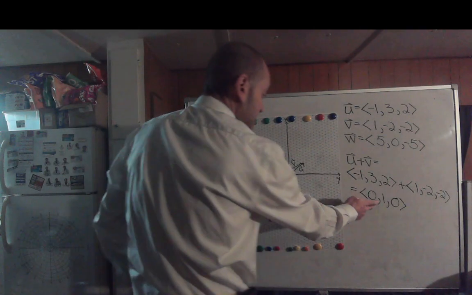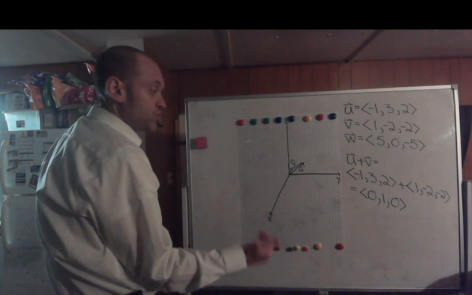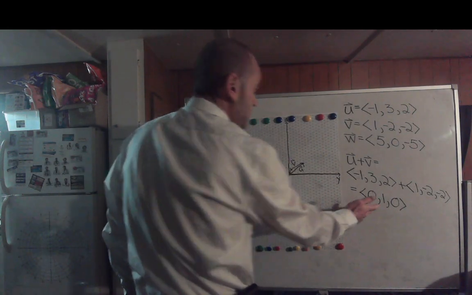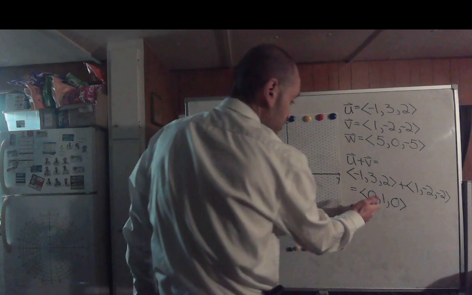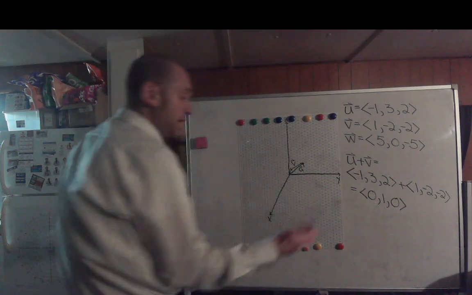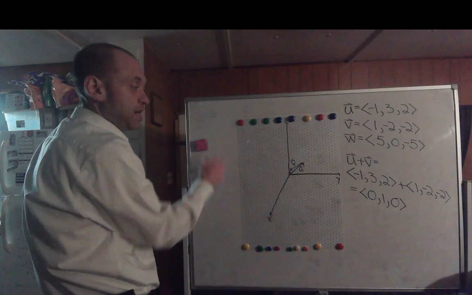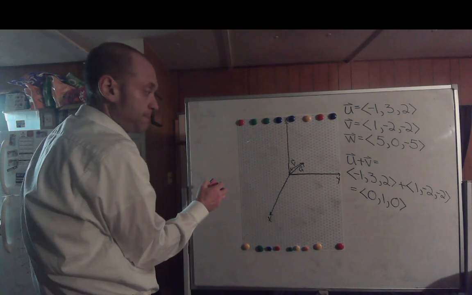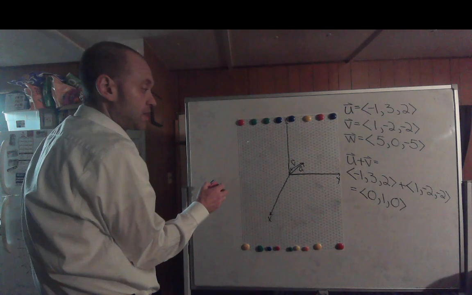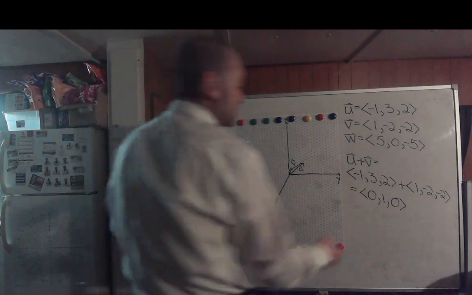So this denotes a change from my original position. That's what that is, a change from my original position of just 1 in the y direction and 0 in the other directions. That's what that is for my original position. Alright, so that's how you add the vectors.